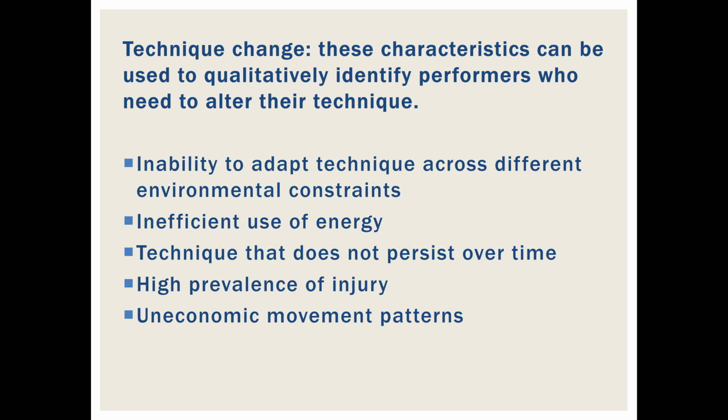People who have been doing a particular motor skill for so long in the wrong way, not the most economical way, because of certain individual constraints, for example, find it difficult to change their movement behavior into something else. So how can we see that someone's technique is poor or someone's attractor states are poorly developed? Someone's inability to adapt that technique to differing constraints, or an inefficient use of energy, someone who becomes really tired easily, or a high prevalence of injury, which is the case if you constantly walk on the outside of your feet, or uneconomical movement patterns.